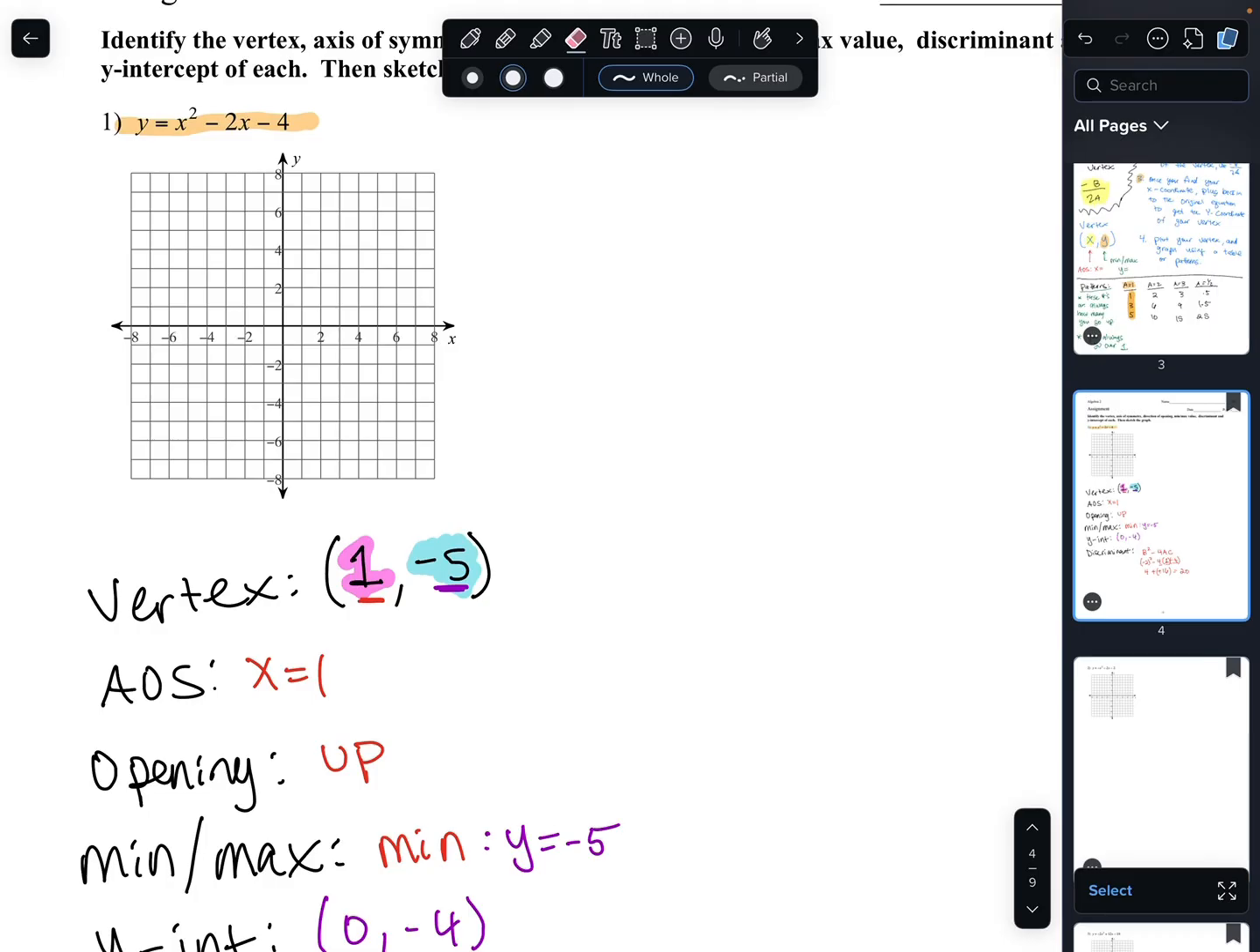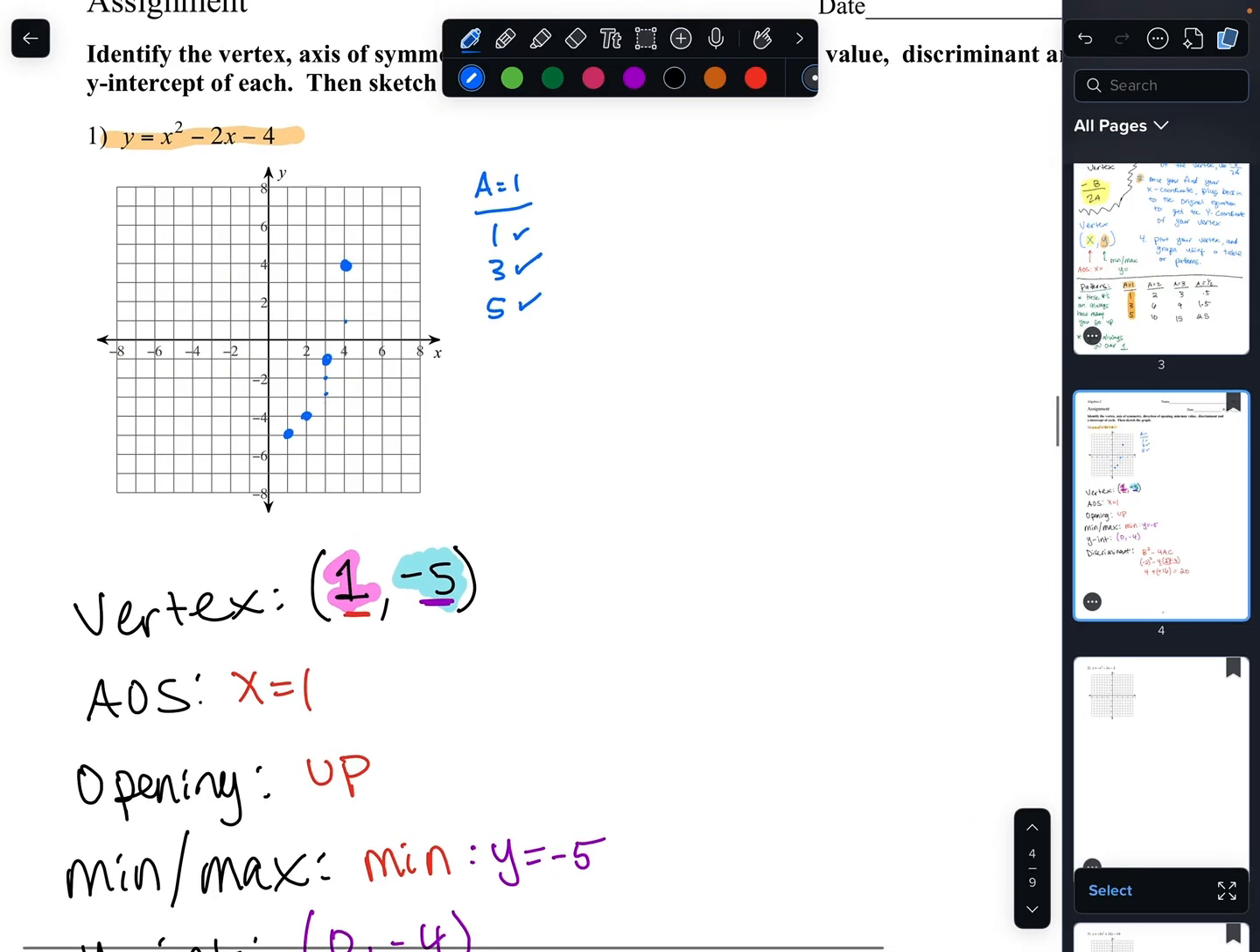So my vertex is at 1, negative 5. And our pattern when our a equals 1 is 1, 3, 5. So I'm always going to go over 1, up 1, over 1, up 3, over 1, up 5. Now I'm going to do the same thing, but to the left. Over 1, up 1, over 1, up 3, over 1, up 1, 2, 3, 4, 5. And then I'm going to graph, and remember, I just use those to count. Those don't belong on there. I'm going to graph this. Perfect.